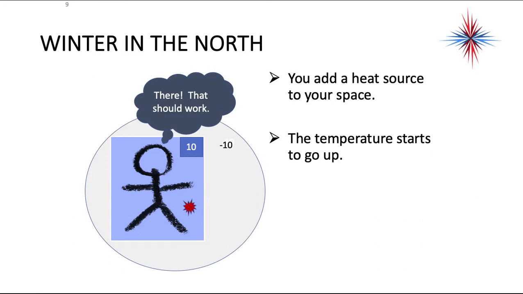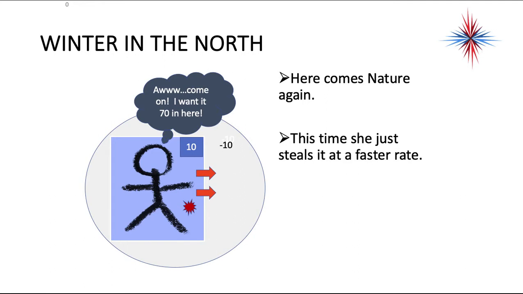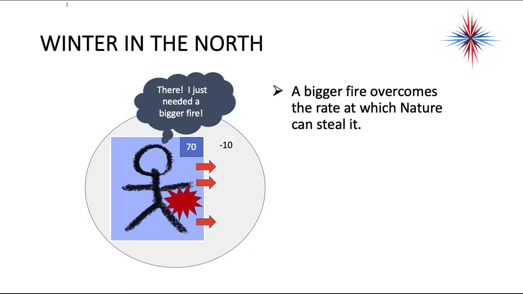You add a heat source to your space. The temperature starts to go up. Okay, see, I've added a little fire. The temperature's going up. But then here comes nature again. And this time, she just steals it at a faster rate. Again, the natural tendency for heat is to always create a balance between all temperatures. A bigger fire can eventually overcome the rate at which nature can steal it.